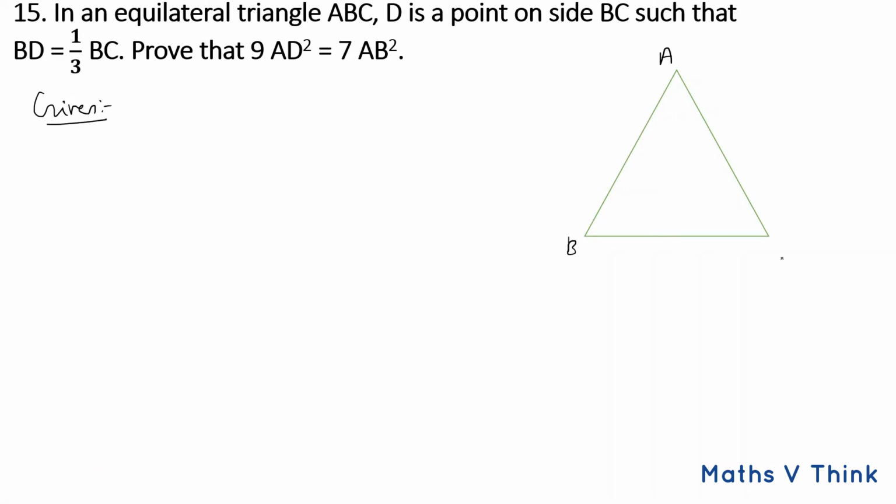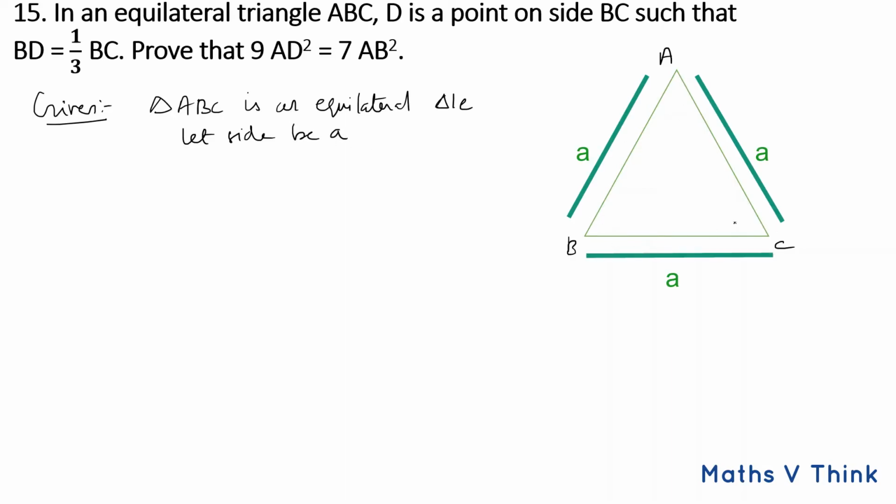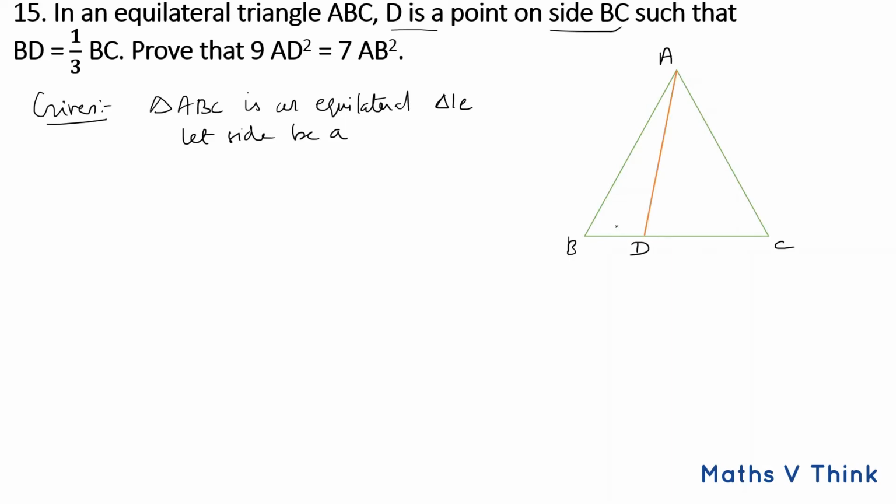This be A, B, C. Given, triangle ABC is an equilateral triangle. Let the side be A. So we are keeping the side of the equilateral triangle as A. Now they gave D is a point on side BC. There is a point D. They gave BD is equal to 1 by 3 BC. So we have taken side as A. So BC is A. A into 1 is A. So A by 3. So we got BD as A by 3.